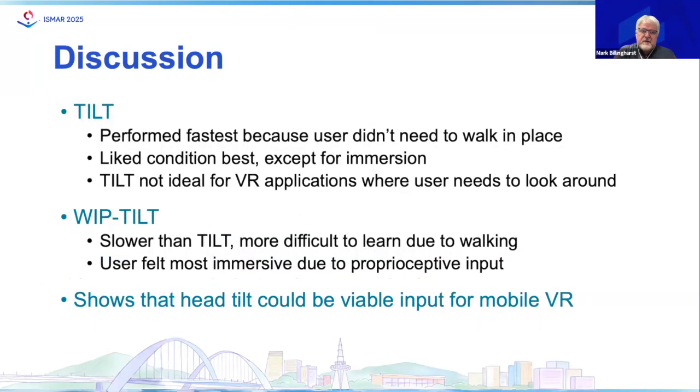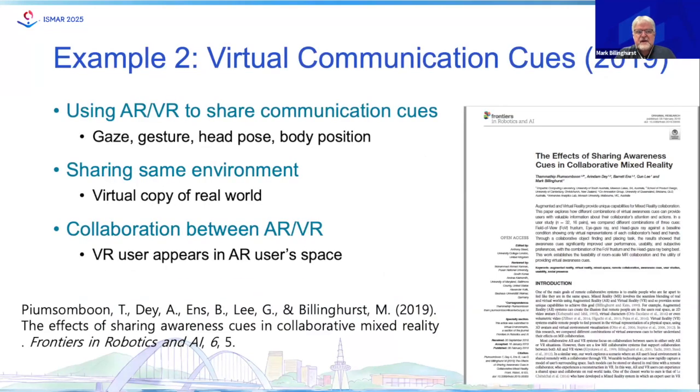So that generally led to some discussion saying that the tilt was fastest because people didn't have to walk, but it's not ideal for VR applications because the user has to look around. And when they look around, they start moving. The walking in place was a bit slower, but people felt more immersed due to the walking input as well. And so it overall showed that head tilt could be a viable input. So that's a very nice application. I'll show you a second evaluation, a bit more complicated.